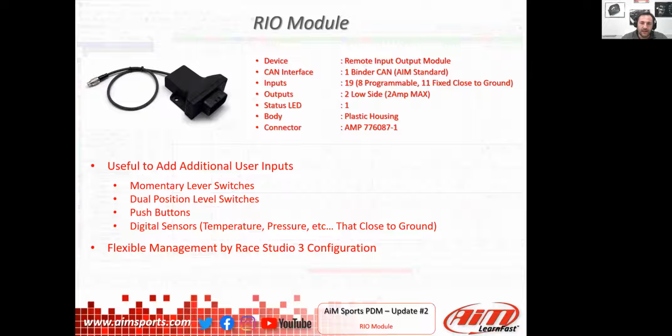What can the RIO module do? It can manage, as I said, momentary level switches, dual position level switching, so on and off in a stationary position, push buttons, and also some digital sensors, typically measuring temperature or pressure, that when activated close to ground. That is very, very common in many installations. All the configuration of the RIO module can be made by RIO Studio Free configuration. Now we go into detail to show the user that it is very, very simple and very flexible for the management. Next slide, that's very, very interesting.